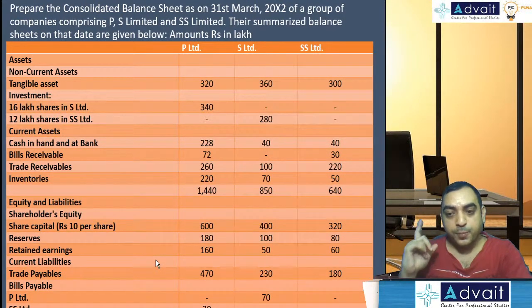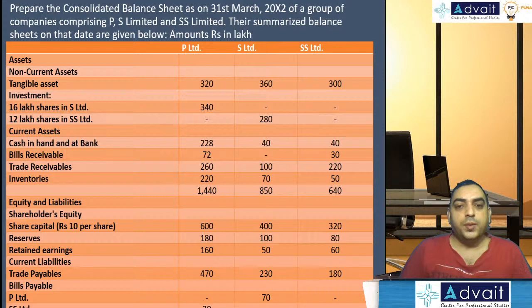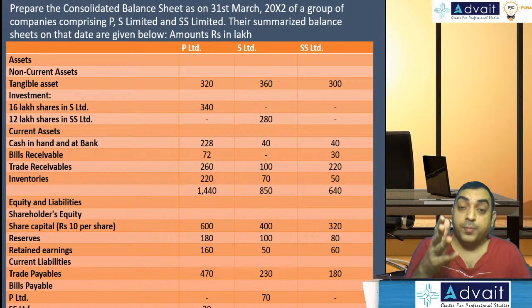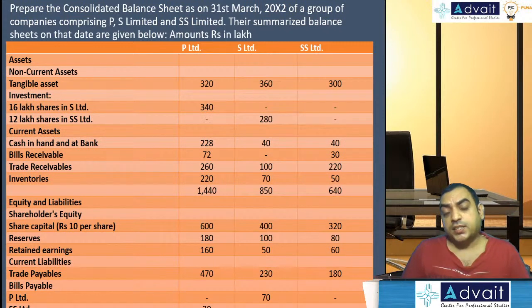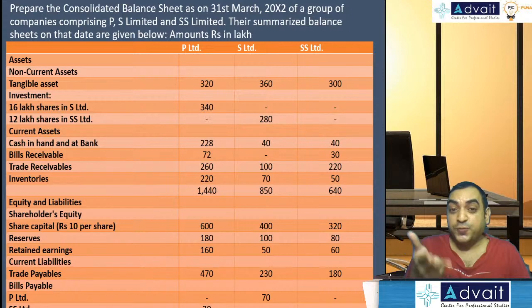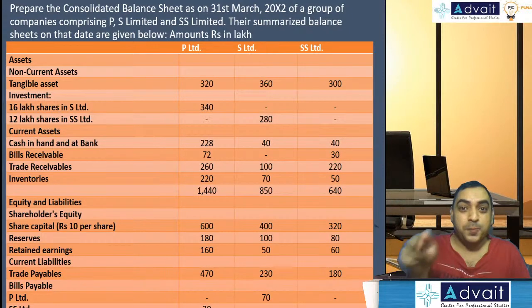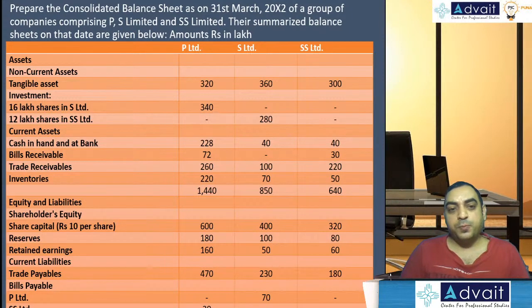Please read the problem once. This is an RTP question, MTP question. Sorry, then previous year question paper also. This was asked in your study material also. Prepare the consolidated balance sheet on 31st March 2002 of the group companies P Limited, S Limited, SS Limited. P for parent, S for subsidiary, S for sub-subsidiary. Nice name, no? Sub-subsidiary.